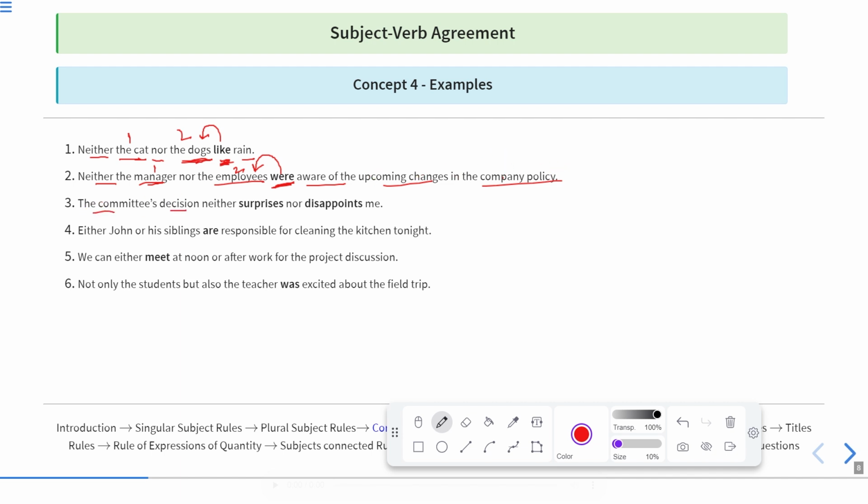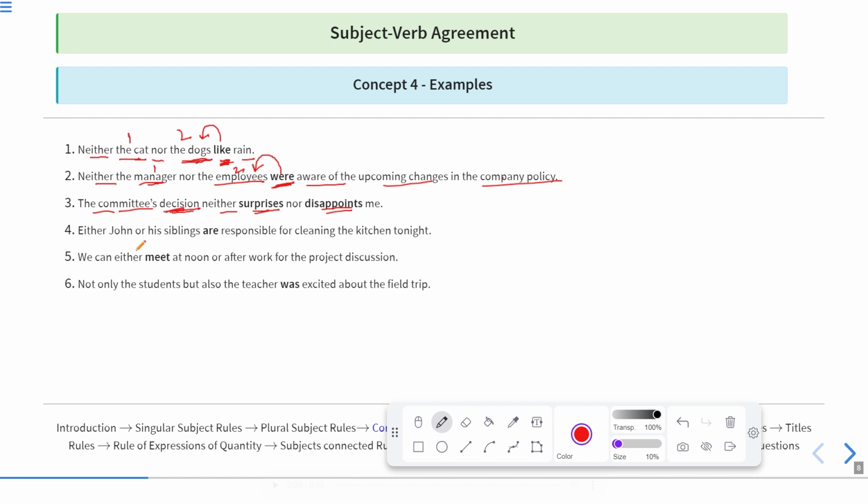The committee's decision neither surprises nor disappoints me. Now, as I told you, the verb depends on the nearest subject. If you see the third sentence, the verbs are "surprises" and "disappoints". These two are the verbs, whereas the subject is the decision, which is made by the committee. Okay, so the decision is singular, and we have used both the verbs in singular form just because of the nearest subject, which is "decision". So decision is the subject, whereas surprises and disappoints are the verbs.